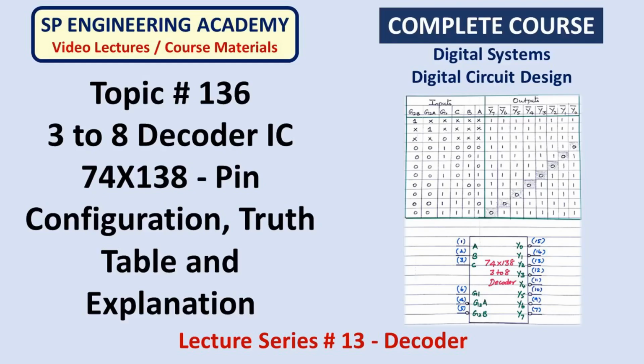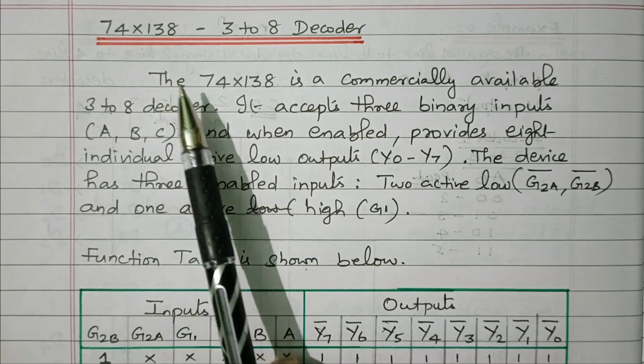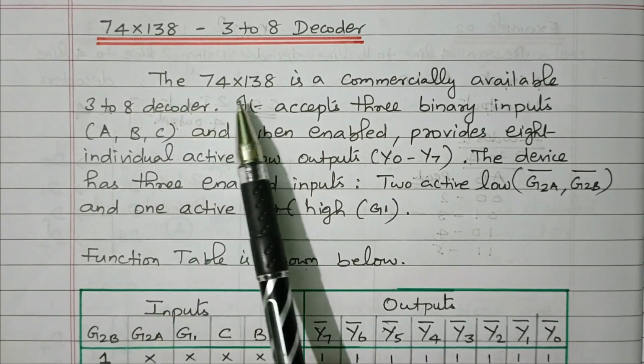Welcome viewers. In this video, we'll see the 3 to 8 decoder IC, the IC number 74X138.